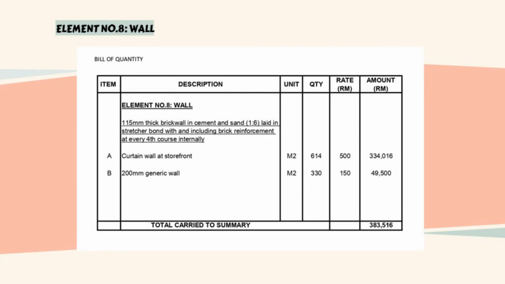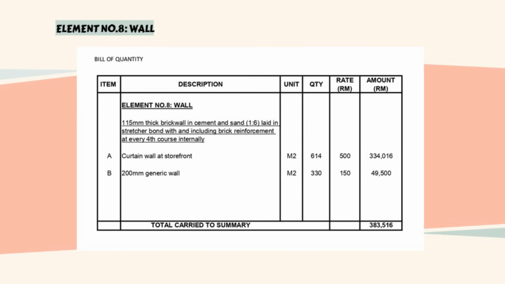Now we move to the bill of quantity for element number 8 wall. In our project, we use curtain wall and generic wall. For curtain wall, the quantity that has been used in this project is 640 meter square, and the rate for each meter square is 500 ringgit. And the total cost that has been used for curtain wall in this project is 334,060 ringgit.